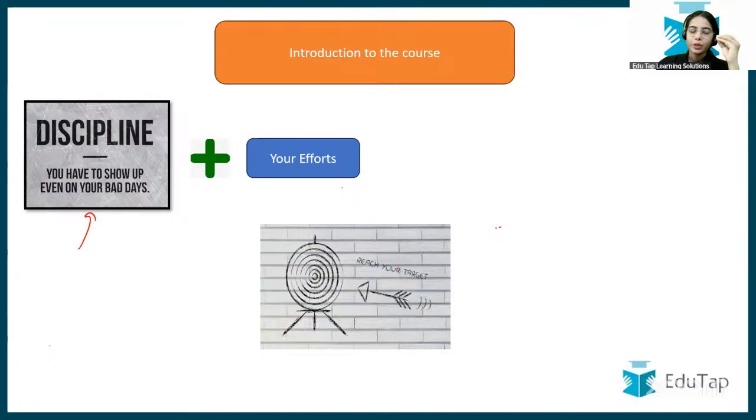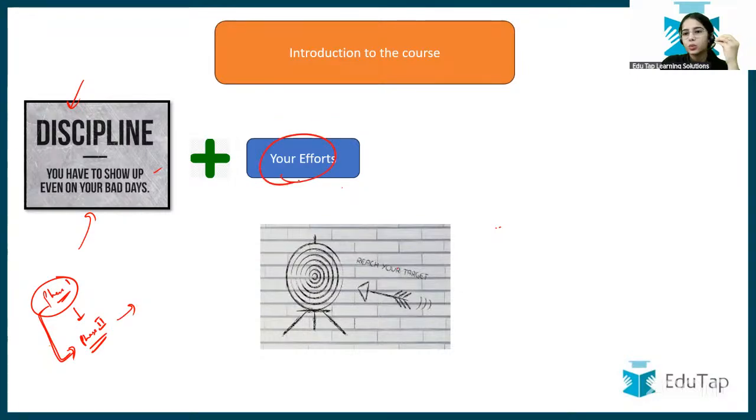When you clear the phase 1, the next step is your phase 2. If you clear the phase 2, you have a good chance of becoming the RBI Grade B officer, because the next step will be the interview, and after that you become the RBI Grade B officer. So between phase 1 and phase 2, you have to put in all your efforts, because phase 1 itself is a very complicated paper. You have cleared that phase 1. So now you should be putting your heart out, and there should be discipline in your preparation from phase 1 to phase 2. You have to show up even on your bad days.